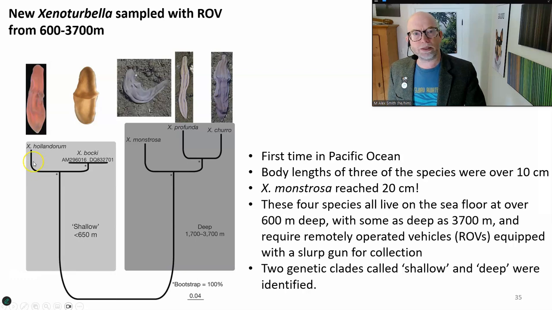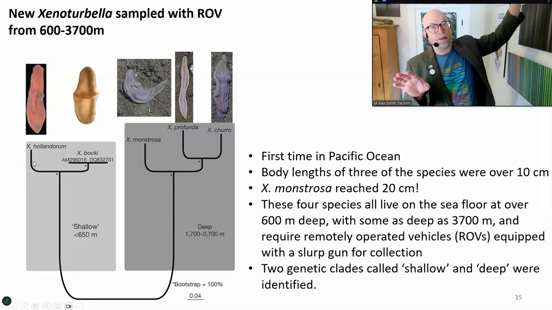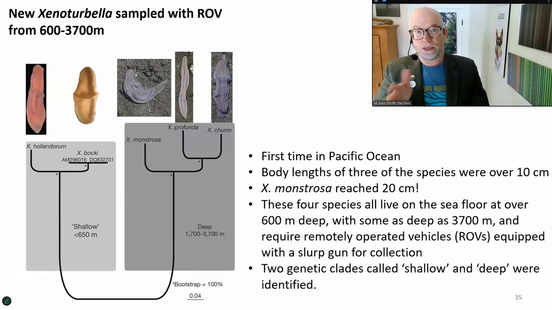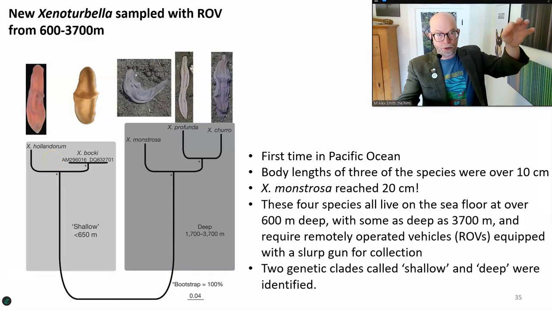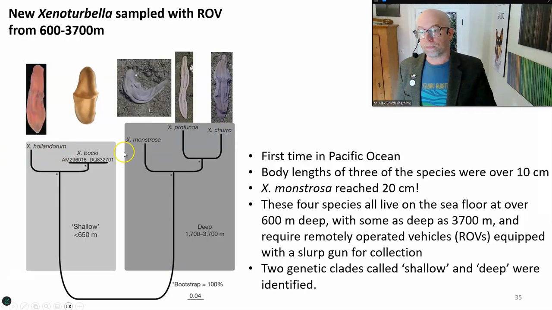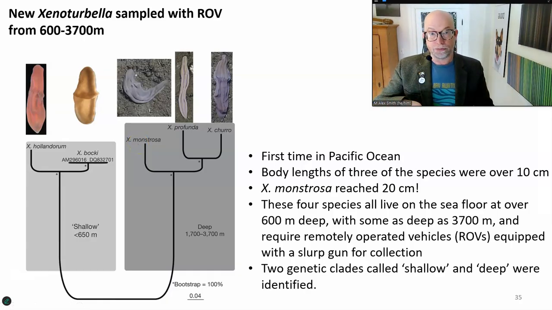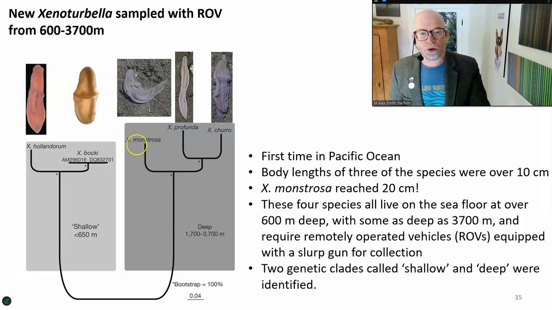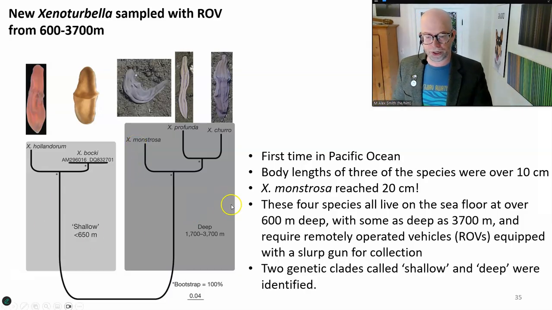But look at how genetically similar. This is the Pacific. That's the Atlantic. Very genetically similar. But then lying beside each other, essentially in a depth transect running off of the California coast, we see Monstrosa, Profunda, and Churro. So Monstrosa is big. Profunda is deep. Churro looks like a churro, and so that's what they called it. And so all of these things are very genetically differentiated there.